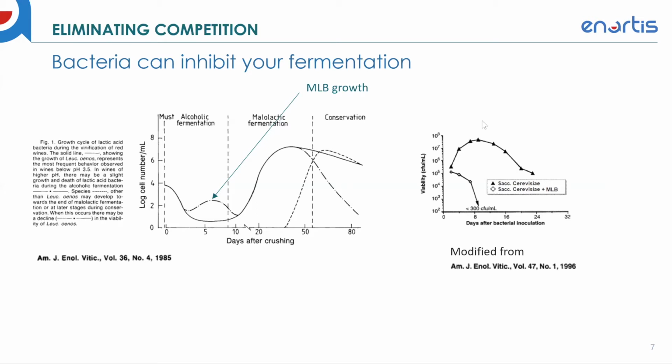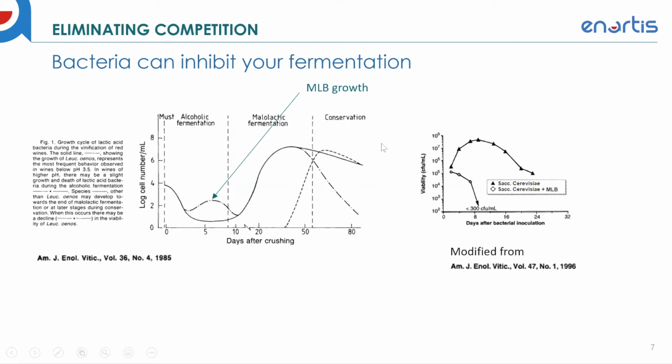So here's another piece of data. On the right-hand side, the viability is on the y-axis and the days after bacterial inoculation are on the x-axis. The line with the triangles and the dark line is just the regular Saccharomyces cerevisiae during fermentation, and the other line is the Saccharomyces cerevisiae with the inoculation of a lactic acid bacteria. So you can see that in this situation, the Saccharomyces cerevisiae viability goes down when we have this co-inoculation situation.